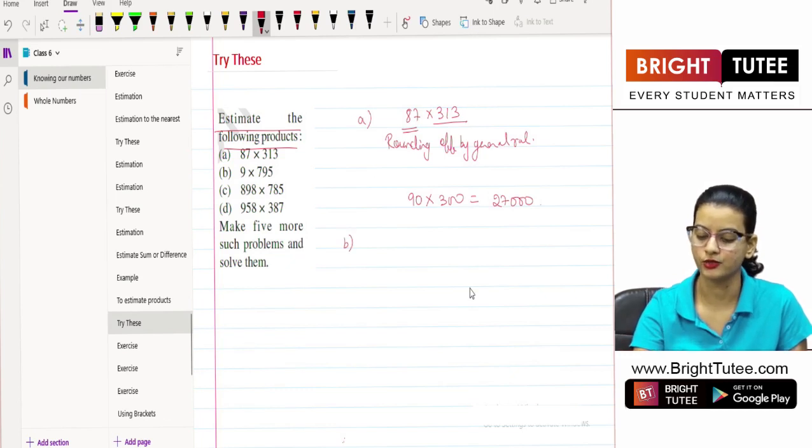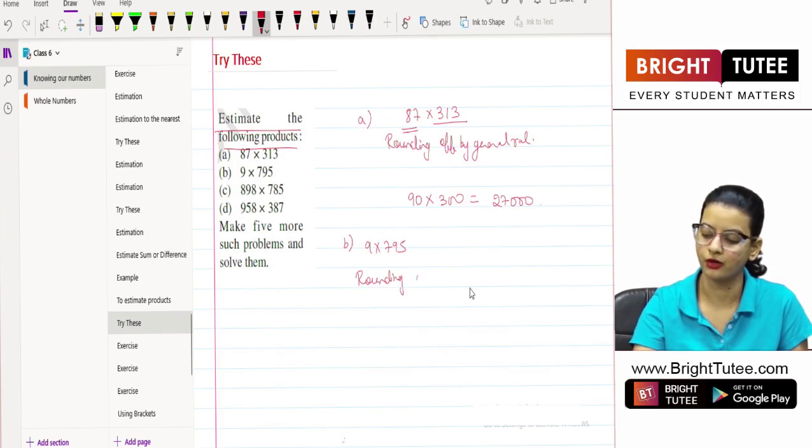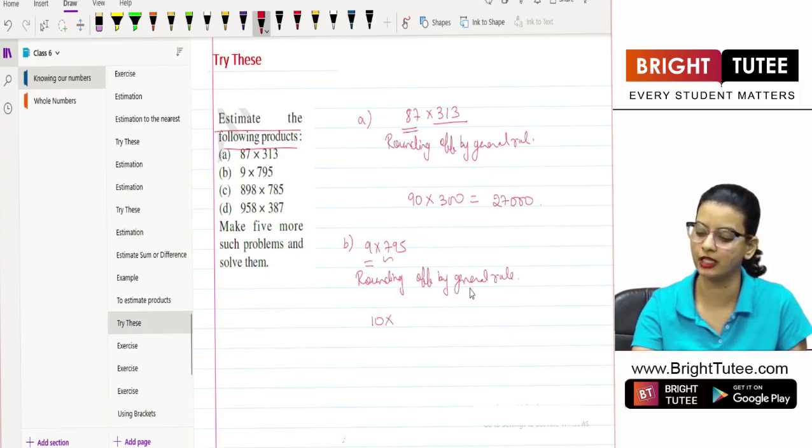Okay. Now, next one is 9 into 795. So, we have got rounding off by the general rule. So, 9 will become 10 and 795 will become 800. So, this is 800 into 10, that is 8,000.